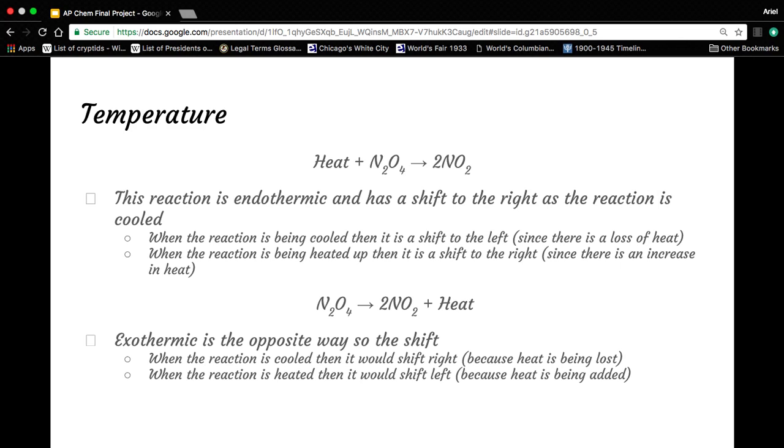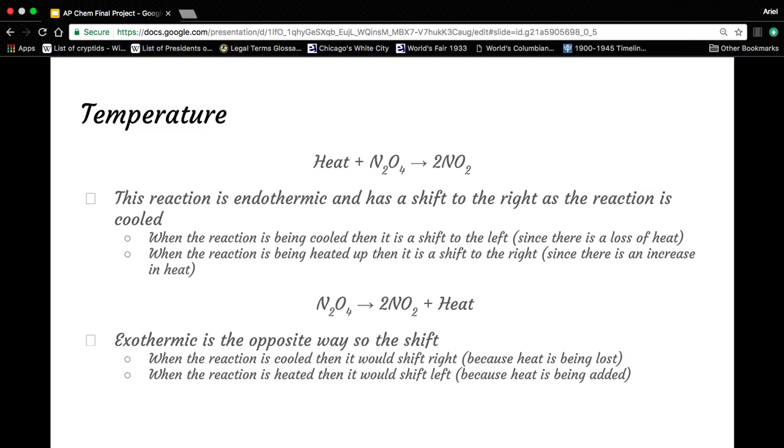And I have another example, which is exothermic this time because the heat is on the right, which means delta H is negative. So N2O4 yields 2NO2 plus heat. It's the same reaction, but the heat is switched. How original. When the reaction is cold, then it would shift right because heat is being lost, so it wants to increase the heat. So it'll shift rightwards. When the reaction is being heated, then it would shift leftwards, to offset some of the heat that is being added. It's just the opposite of endothermic, so it's kind of like vice versa.